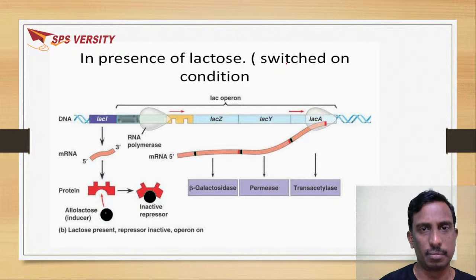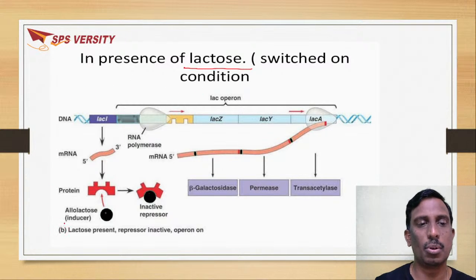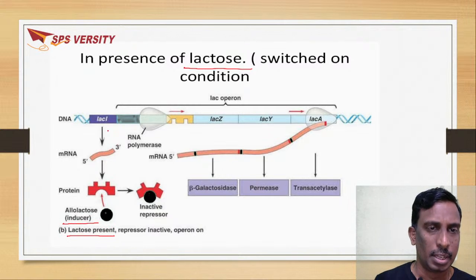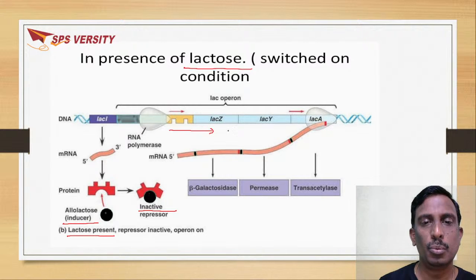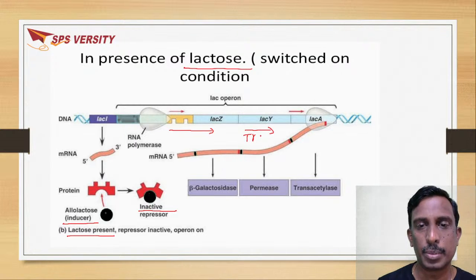Come to switch on condition. What happens here? In switch on condition, lactose is present. In this condition, lactose is called the inducer. When lactose is present, this lactose binds to the repressor. When it binds to the repressor, the repressor becomes inactive. When the repressor becomes inactive, the RNA polymerase can move towards structural genes, which leads to transcription.